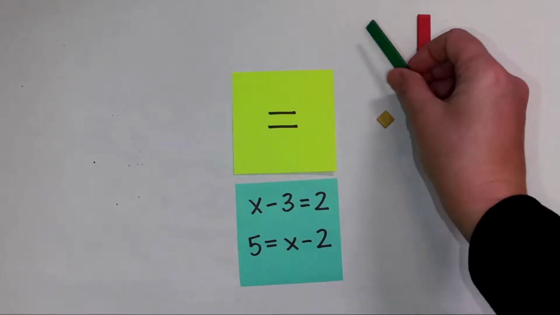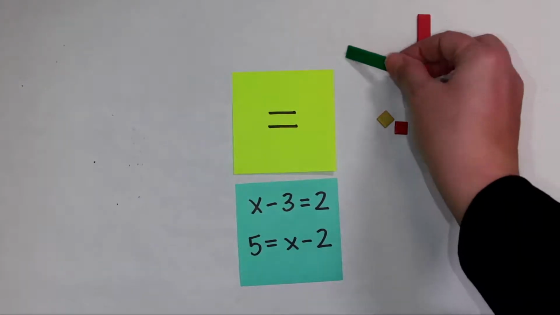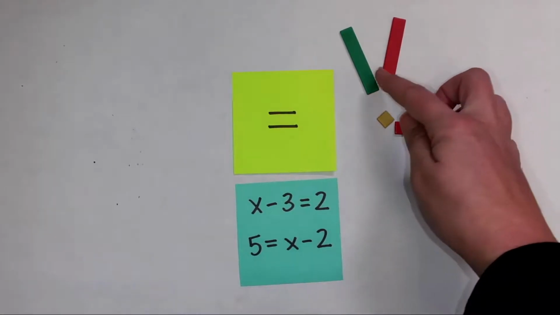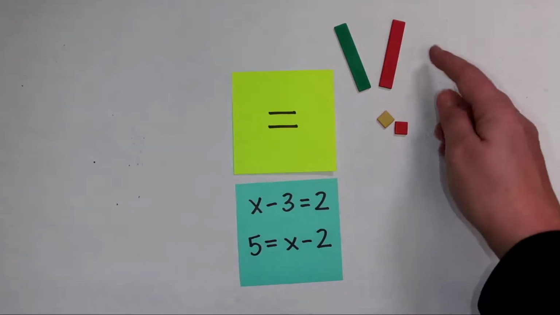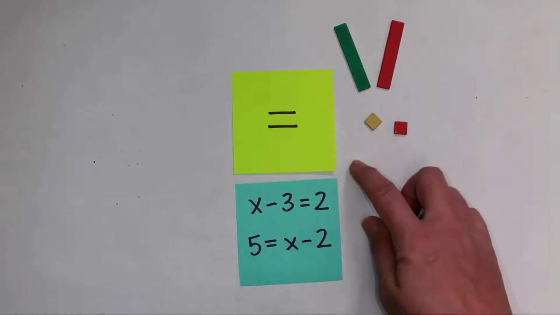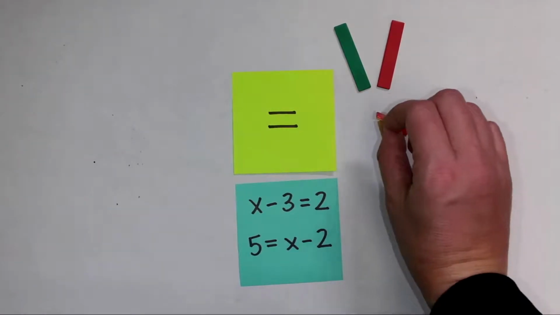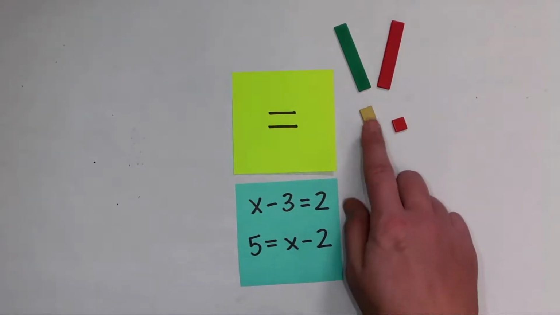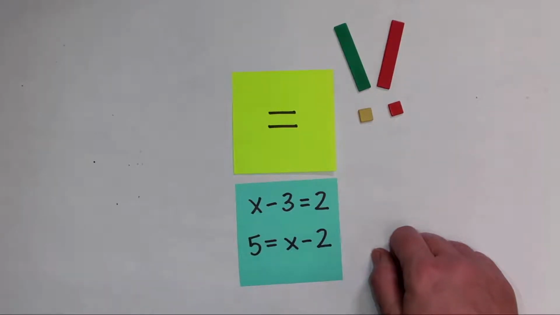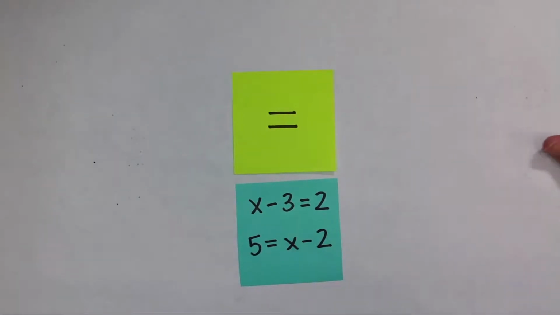Algebra tiles have rods, and there's a green side and a red side. The green side represents positive x and a positive variable. We're going to use x today. And the red side represents negative x, or your negative variable. And then these units have a brown side and a red side, as you can see. And the brown side will represent a positive 1, and the red side will represent negative 1. So I'm going to scoot those to the side as we set up this first equation.